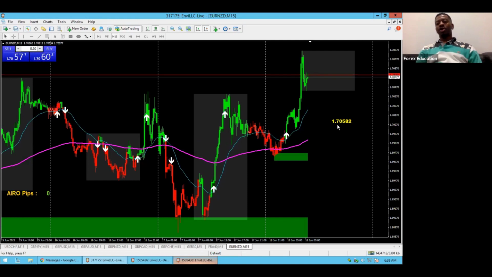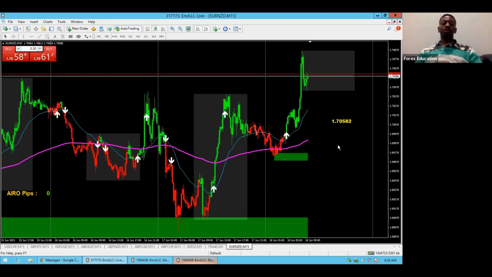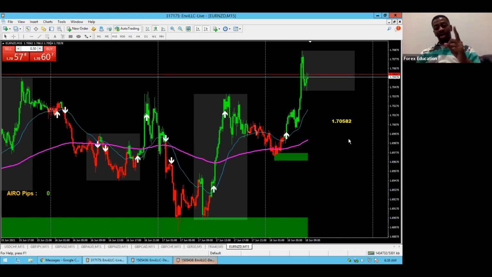So there are 5 numbers after the decimal place. If there are 4 or 5 numbers after the decimal place, the 4th digit, which is the 8, is your pip. So if price goes from 1.70582 to 1.70572, that means price has gone down 1 pip. If it goes from 1.70582 to 1.70592, that means price has increased 1 pip. The more pips you catch in the direction you believe the trade is going to go, the more money you make.